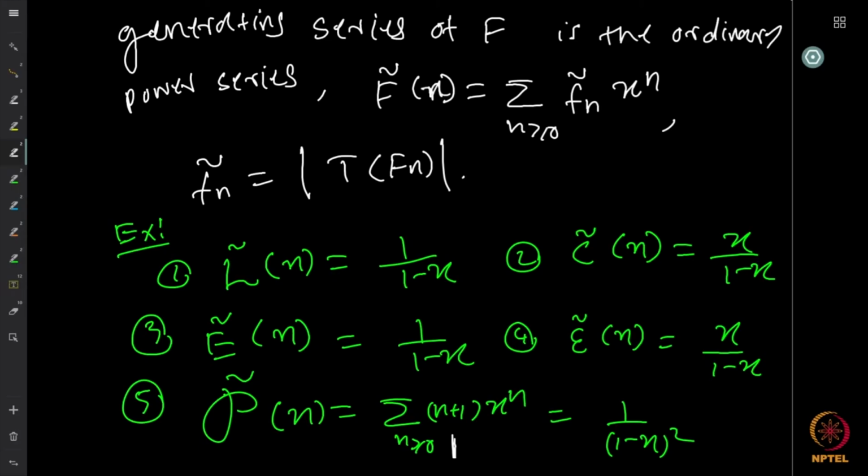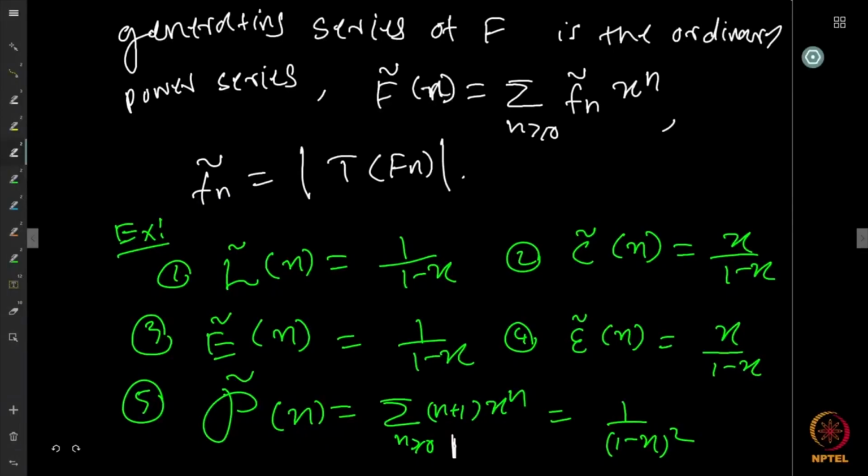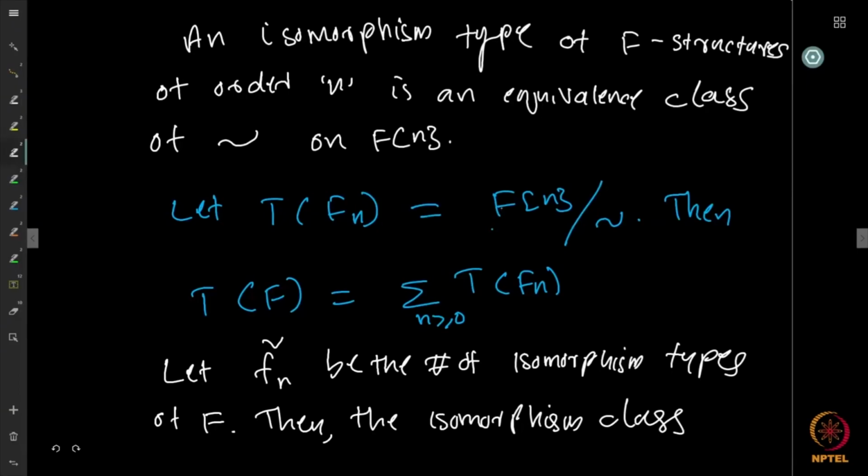Because when you are talking about isomorphism types, we are just counting the classes, how many classes there are. Usually the numbers grow much smaller, so we don't want to use the exponential generating series. So then we have the ordinary power series. And f n tilde is basically the cardinality of T of F n. So T of F n was F of n on the set 1 to n, modulo the equivalence relation.